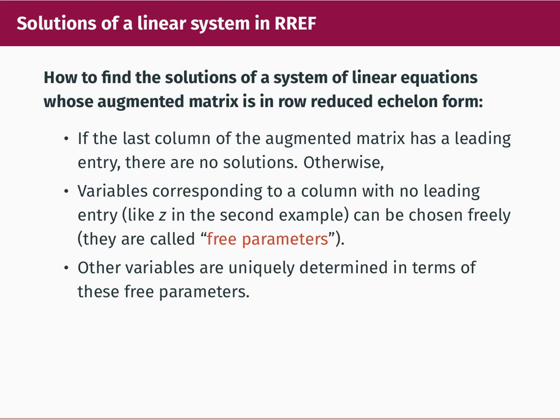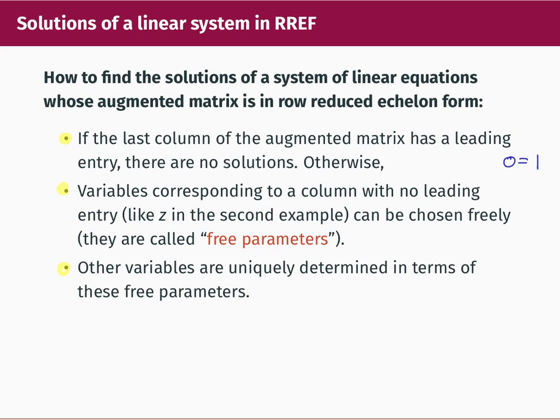Here's the general method for reading off the set of solutions to a linear system whose augmented matrix is in row-reduced echelon form. There are 3 steps. First of all, if the last column of the augmented matrix has a leading entry, there are no solutions. That's because when the last column has a leading entry, it means you've got an equation of the form 0 equals 1, and there are no solutions to an equation 0 equals 1. If not, then there are solutions. At step 2, we observe that variables corresponding to a column with no leading entry, like z in the example we've just done, can be chosen completely freely. Those things are called free parameters. Every other variable is then uniquely determined in terms of these free parameters.